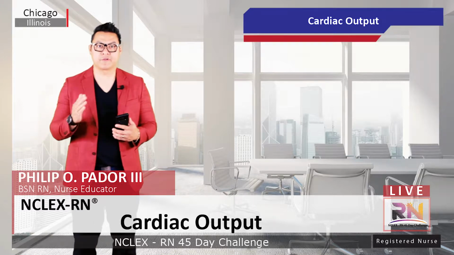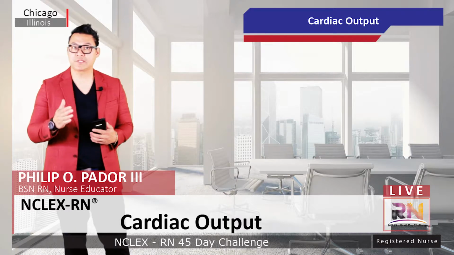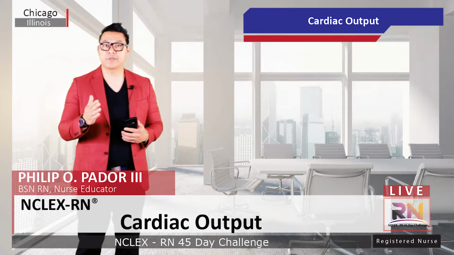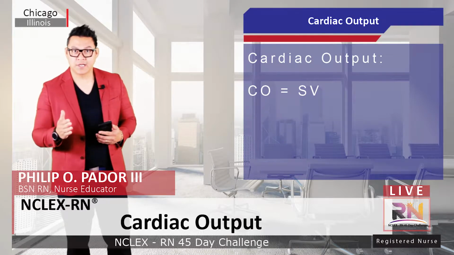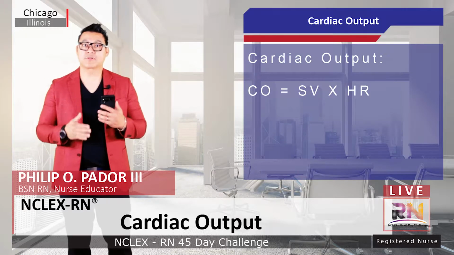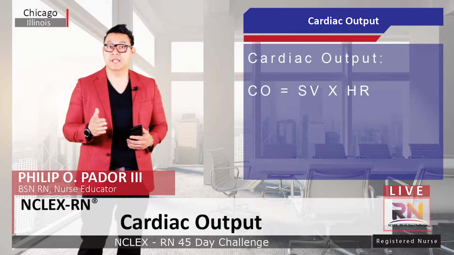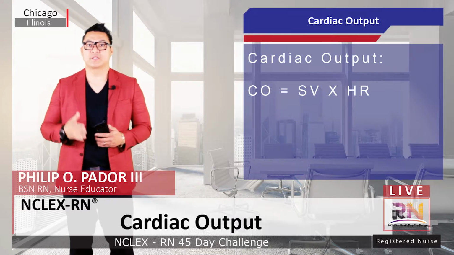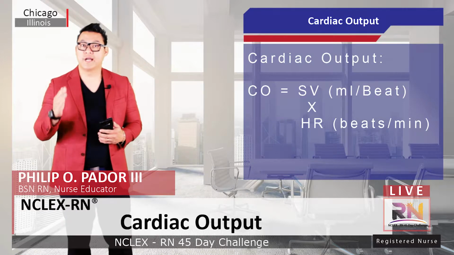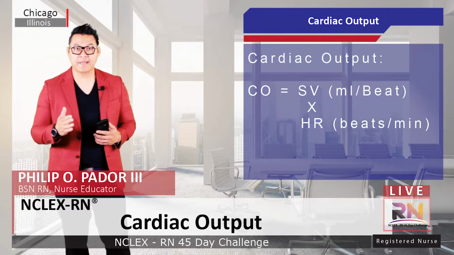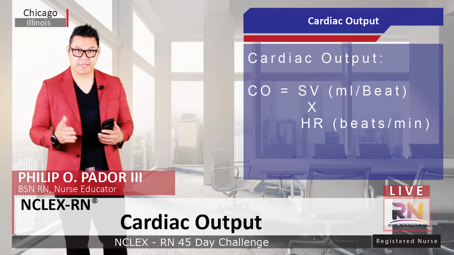And it's a pretty simple formula. It only involves two things that we've already looked at in previous episodes. Cardiac output is equal to SV, which is stroke volume, times HR, which is the heart rate. Now, stroke volume tells you the amount of blood that's ejected with each beat, so we're talking about milliliters of blood per beat. And with heart rate, we're talking about how many times the heart is beating in 1 minute, so we calculate it as beats per minute.